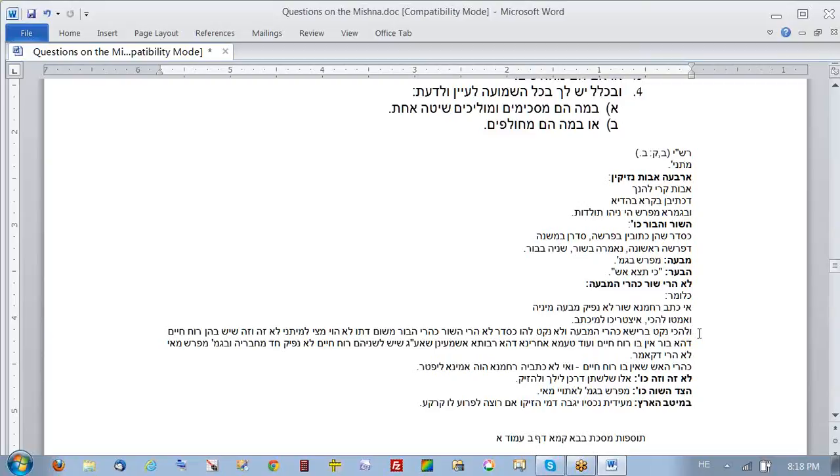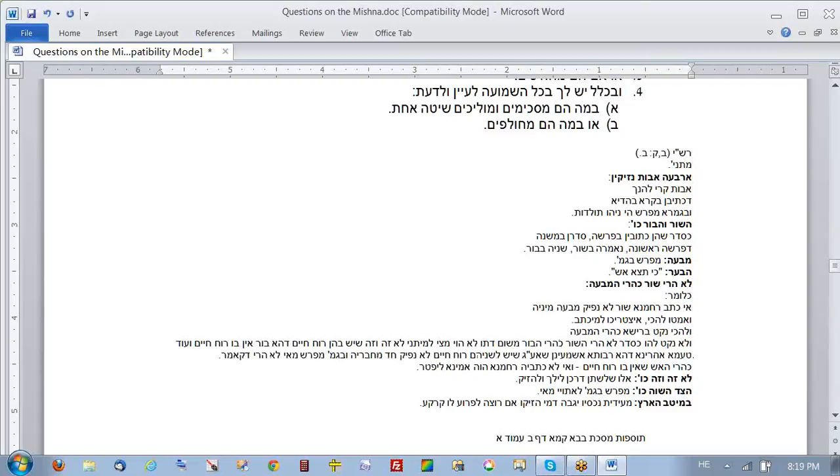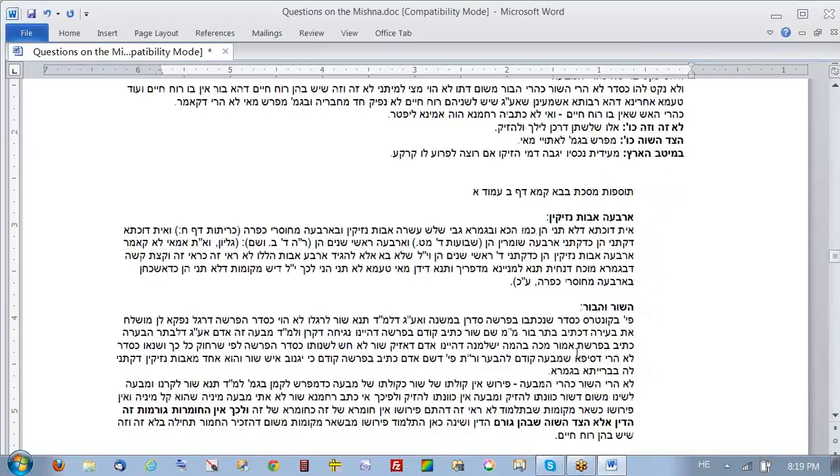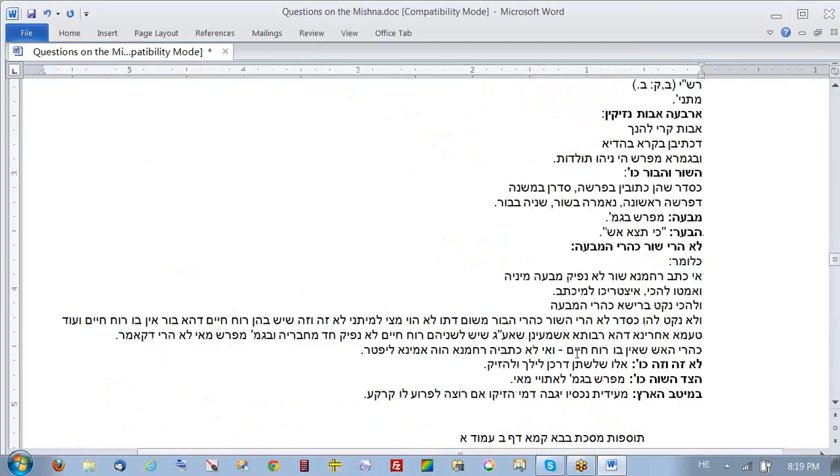Now Rashi continues. Ulahachi, because of this, the kanu beresha. Nakat means naked. Okay, Ulahachi, nakat beresha, Lo Hari Mavah, v'lo nakat lahu kaseder, Lo Hari Shor Kahari Bor.